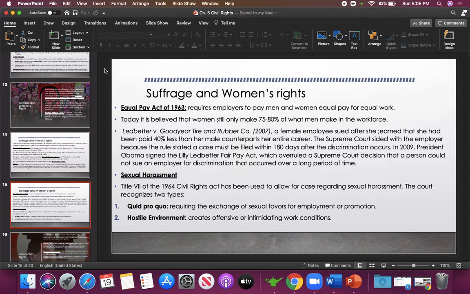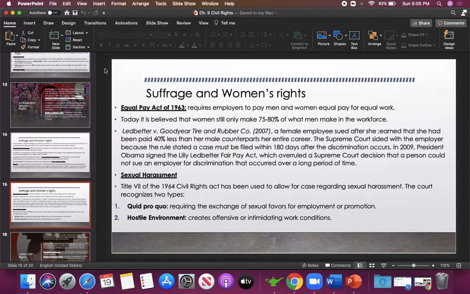In 2007, President Obama passes a piece of legislation called the Lilly Ledbetter Fair Pay Act. There was a court case in 2007. Lilly Ledbetter had worked for the Goodyear Tire Company for her entire career. She found out after she had retired that over the course of her career, she made 40% less than her male counterparts.